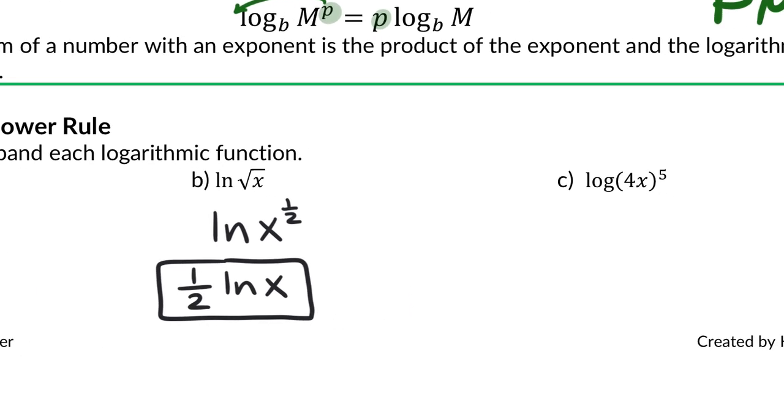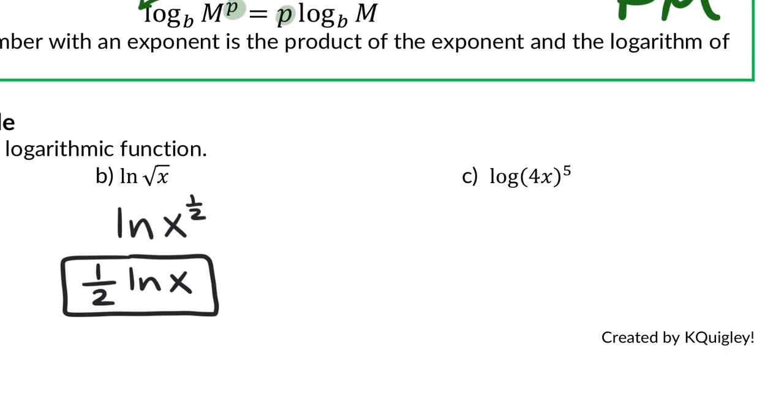And then last but not least, we have log of 4x raised to the 5th power. I see that we have this exponent here, so we're going to drop it in the front. So this becomes 5 times the logarithm of 4x. Just using the power rule, I would be done. But do you notice we have a multiplication problem here inside this logarithm? When we had multiplication, how could we separate this?